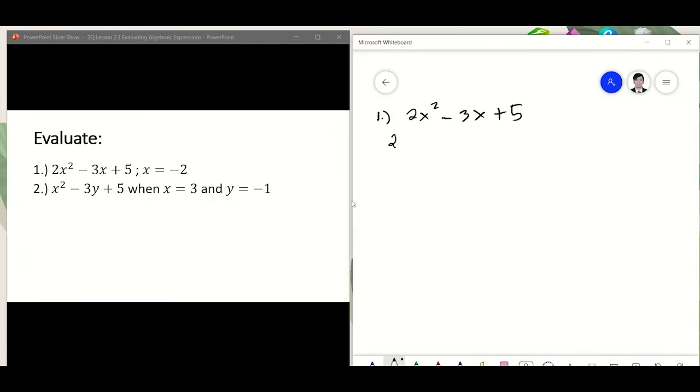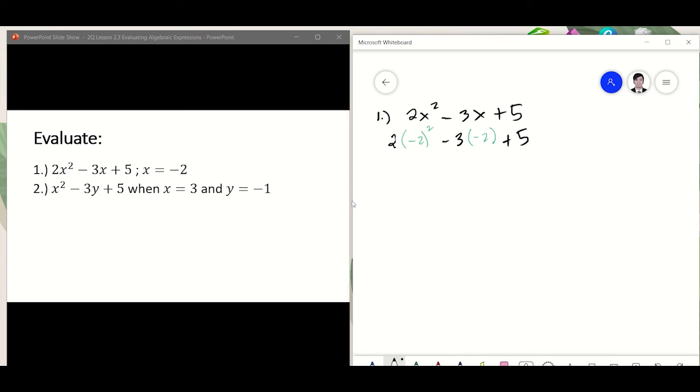When we substitute, you are encouraged to enclose it in a parenthesis to avoid some mistakes in understanding the given. So enclose it in a parenthesis once you replace the x with a negative 2. Take note, you're just simply replacing the x. But regarding the 2 here and the 2 here, which is the exponent, you will not do anything to it. So that's minus 3. There's an x again. So parenthesis, negative 2.